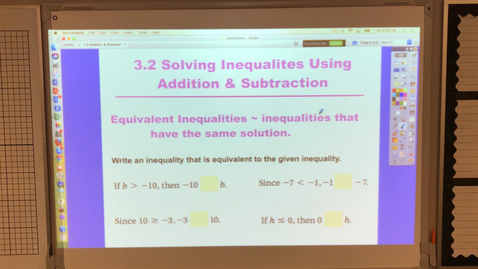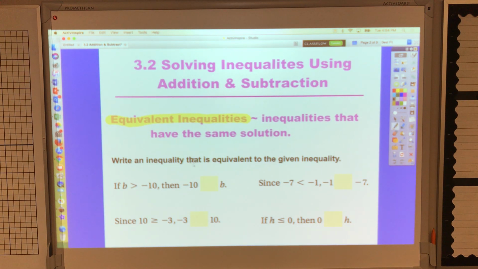Today you will be learning lesson 3.2 on solving inequalities using addition and subtraction. One of the vocabulary words we need for this lesson is equivalent inequalities. If you remember, equivalent equations were equations that have the same solution. This is the same thing, but now we're talking about inequalities. So equivalent inequalities are inequalities that have the same solution.